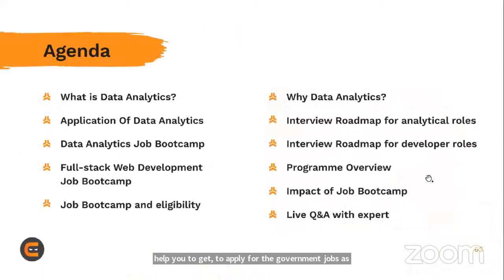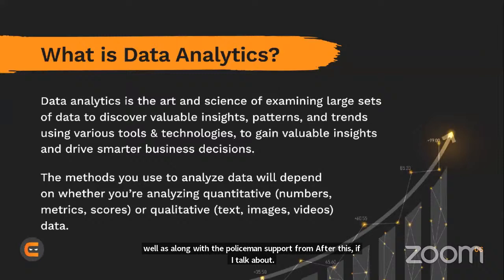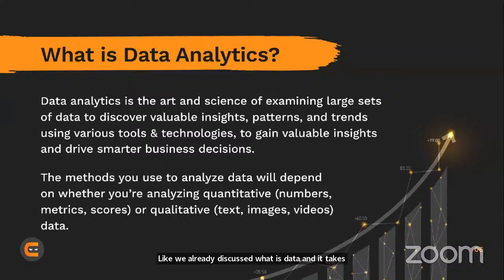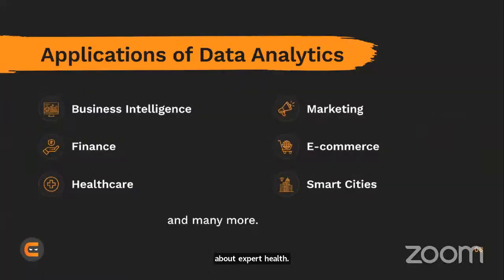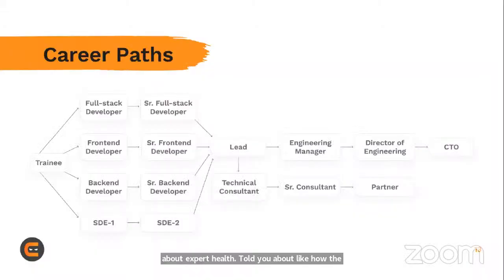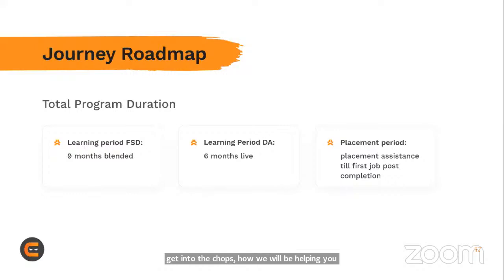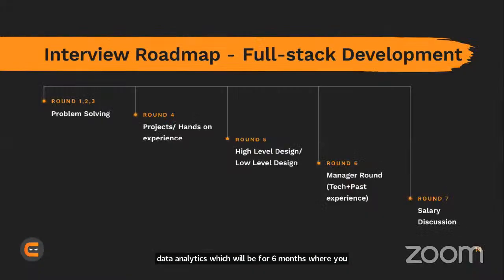After this, we already discussed what data analytics is, and our expert has told you how the process works. So let us move ahead with how Coding Ninjas can help you get into the roadmap and into jobs. If I talk about the complete journey roadmap, we have a 6-month learning process. We have a job bootcamp for data analytics, which will be for 6 months, where you will be learning different topics and all the parts.